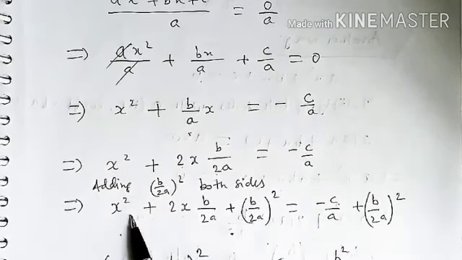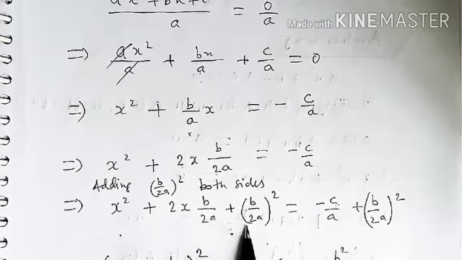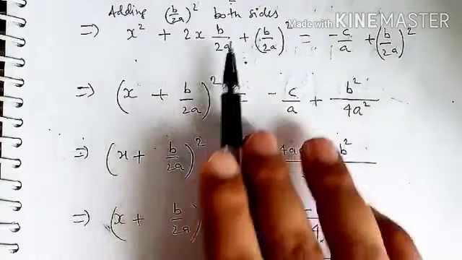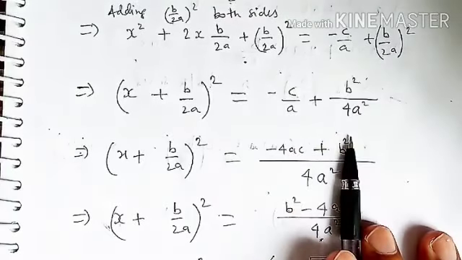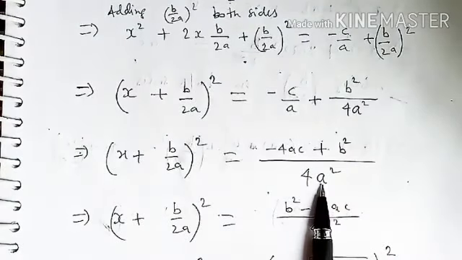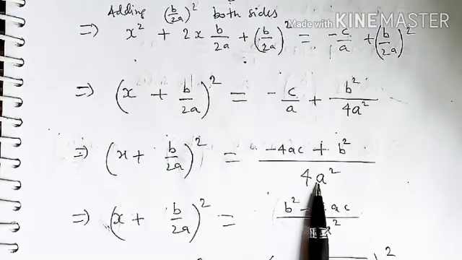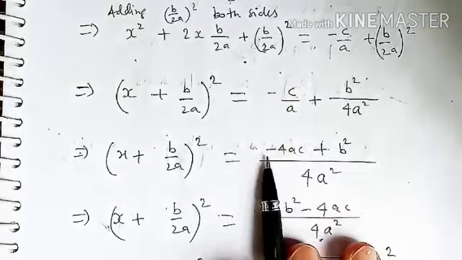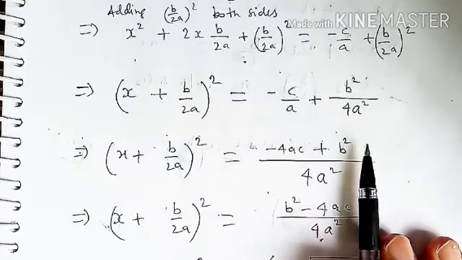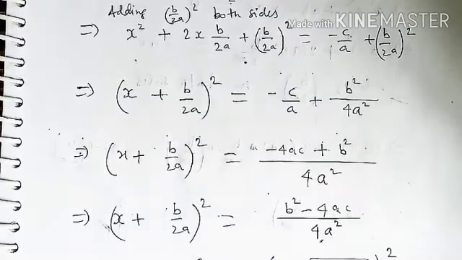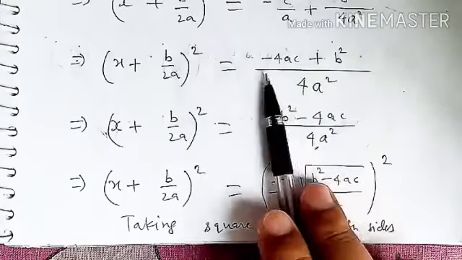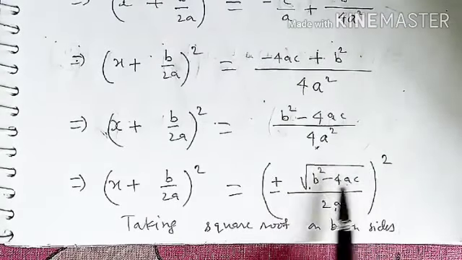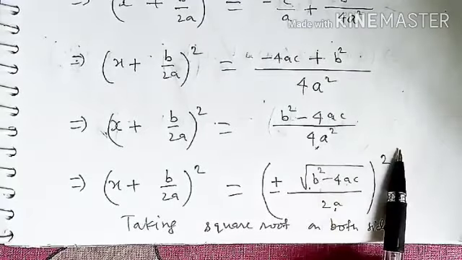Now we can see that x square plus 2xy plus y square can be written as x plus y whole square. Here its square is b square by 4a square, and after simplification we have the LCM 4a square. After dividing it with a and multiplying minus c with 4a, we get minus 4ac. Dividing this with 4a square, we have 1. So multiplying b square with 1, we get b square. And we have b square minus 4ac by 4a square. This can be written as plus minus square root of b square minus 4ac, whole square, over 2a whole square.